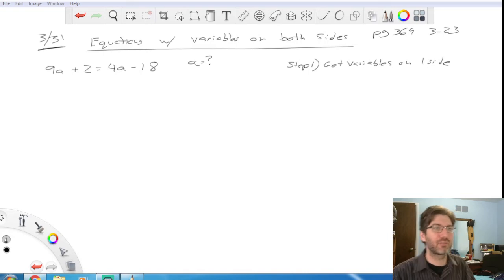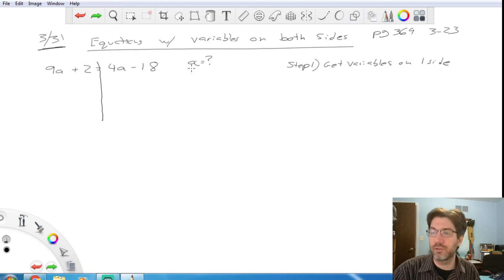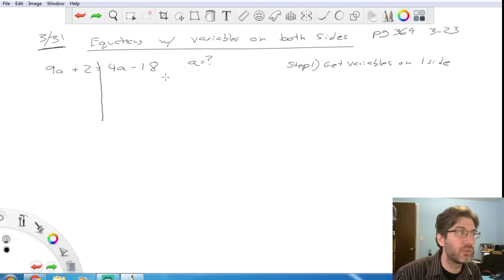We know the theory behind this. We need to get all of our variables to one side. So think to yourself, again, whatever I do to one side, I have to do to the other. And is it easier to subtract 9a from both sides? That will get rid of the 9a over here and cancel it out. Or is it easier to subtract 4a from both sides, and that will get rid of 4a over here and cancel that out? So you have the choice between the two. It doesn't matter which one you choose. It will give you the same answer either way. You just want to get the variables on one side.